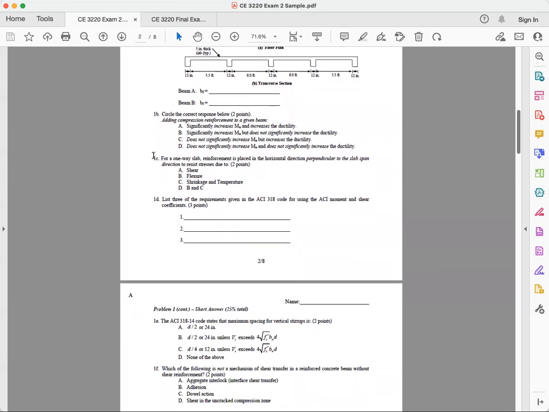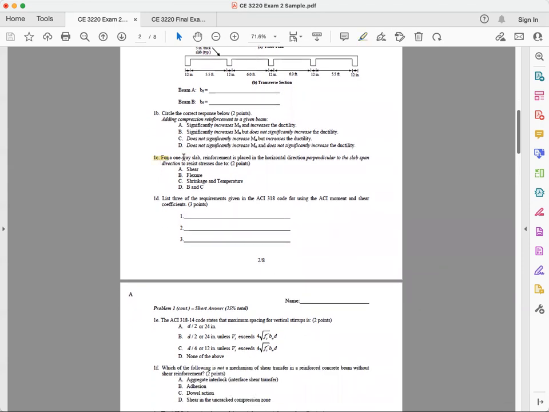All right, 1C, this is related, so let me highlight this one. For one-way slab, reinforcement is placed in a horizontal direction perpendicular to the slab span direction to resist the stress due to what? Very long question. The keyword is first one-way slab. What do you mean by that? We have two directions in one-way slab: the longitudinal direction and the transverse direction. Longitudinal direction is the span direction, so when you see the span direction, you realize that is the longitudinal direction.